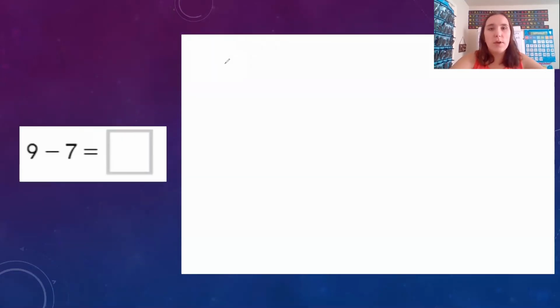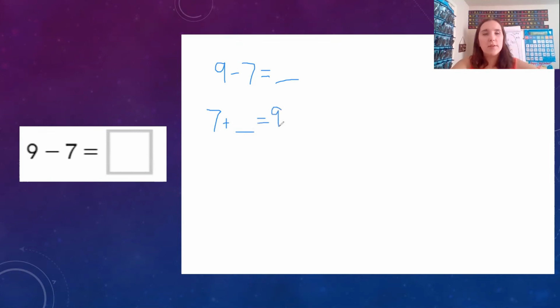Let's do this one. We have 9 minus 7 equals something. So we can think, let's make it into an addition problem. 7 plus how many more equals 9? So think about that, friends. 7 plus what equals 9? How many more? It's just 2 more, right? So 7 plus 2 equals 9, which means 9 minus 7 equals 2. Those numbers are going to be the same, those missing numbers.